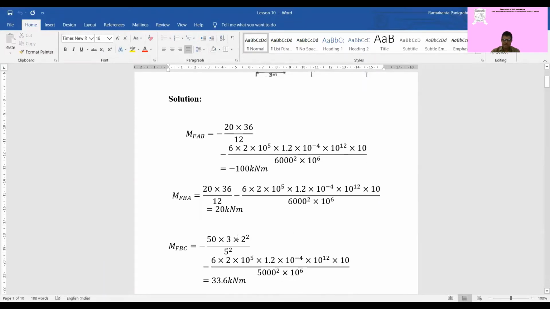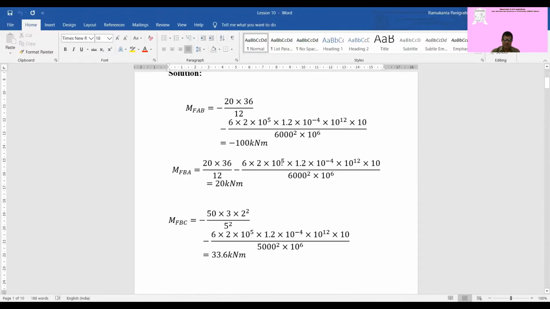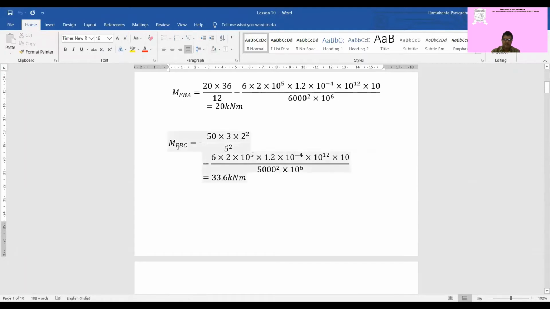Now let us go to this. MFBA will be plus WL square by 12 minus 6EI delta by L, coming in kilonewton meter. Now MFBC: the load is not at the center, it is 3 meter from here, so it is WAB square by L square. MFBC is minus WAB square by L square. Put the values to get the solution, 33.36.